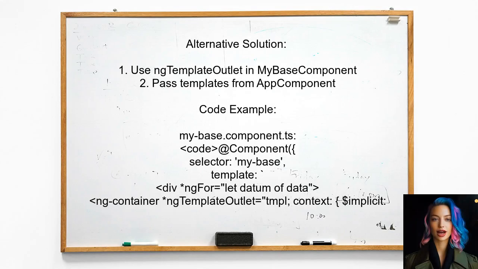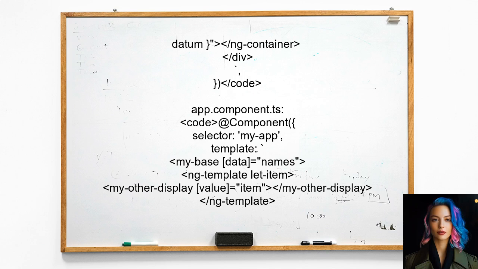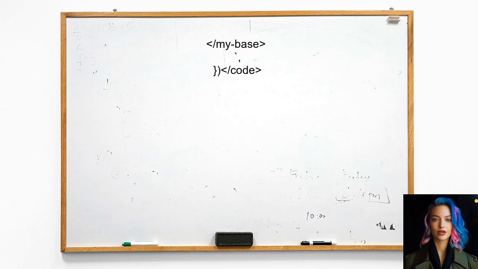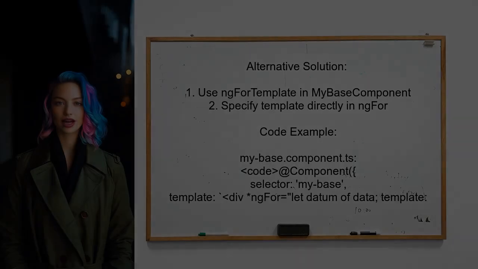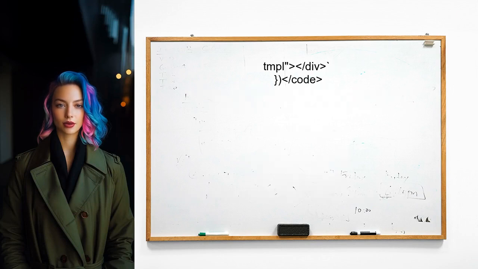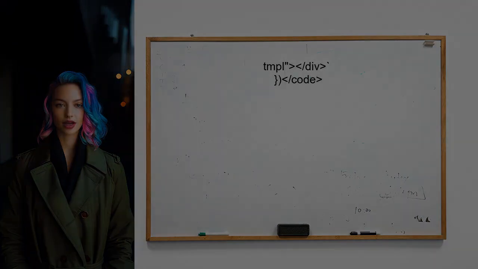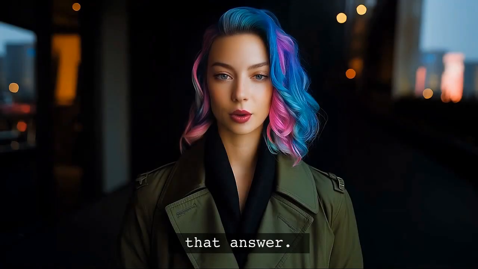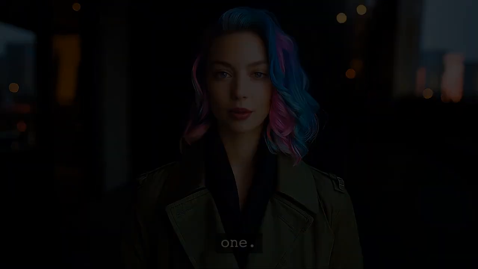One alternative approach is to use the ngTemplateOutlet directive. This allows you to pass a template from the invoker component to the base component. In the base component, you can use ngTemplateOutlet to render the specified template for each item in the data array. Another option is to use ngFor template, which is similar but allows you to specify the template directly in the ngFor directive. This method also utilizes the ContentChild decorator to access the template. That's it for that answer. Let's take a look at another one.